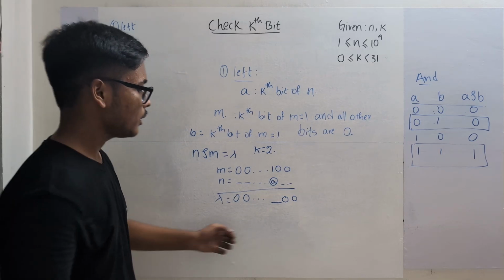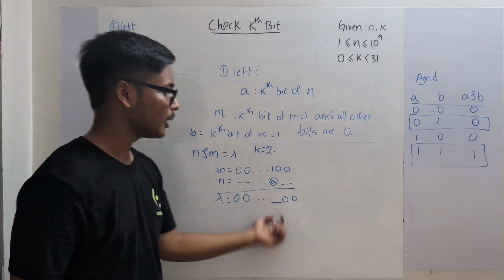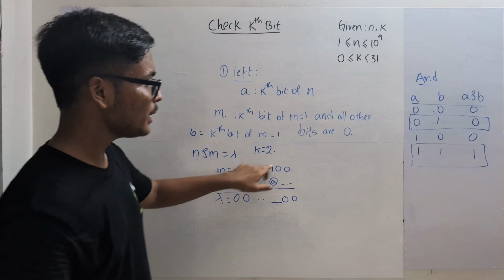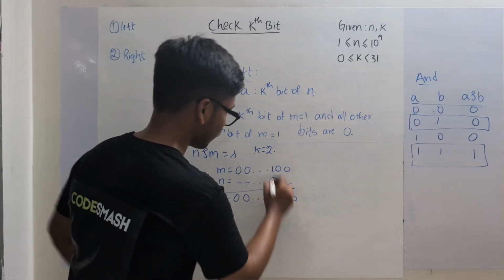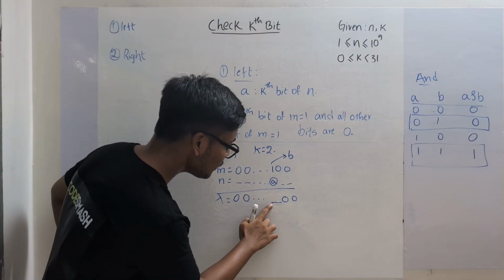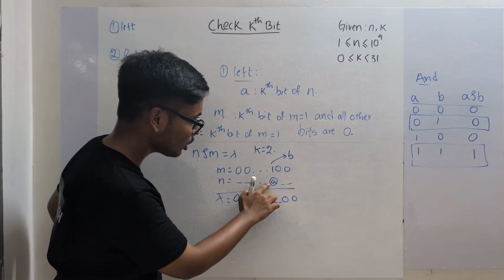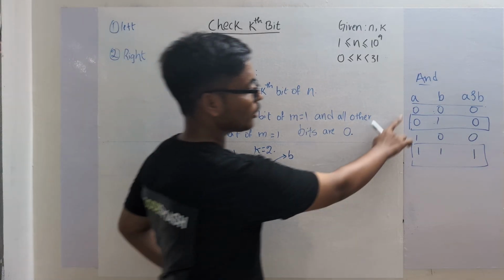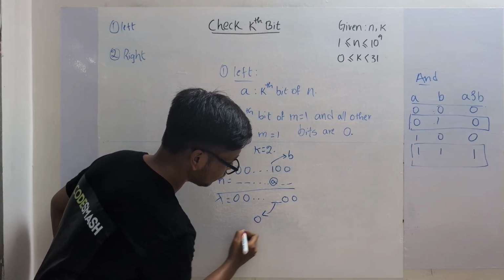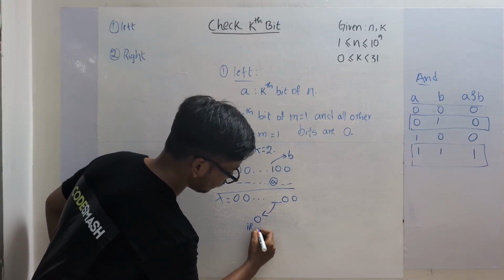Now we have to find just the kth bit of lambda. So if you look closely, as b is 1, this is b, right? As b is 1, the kth bit of lambda just depends upon the value of a. So if a is 0, then here it will be 0. If a is 0.